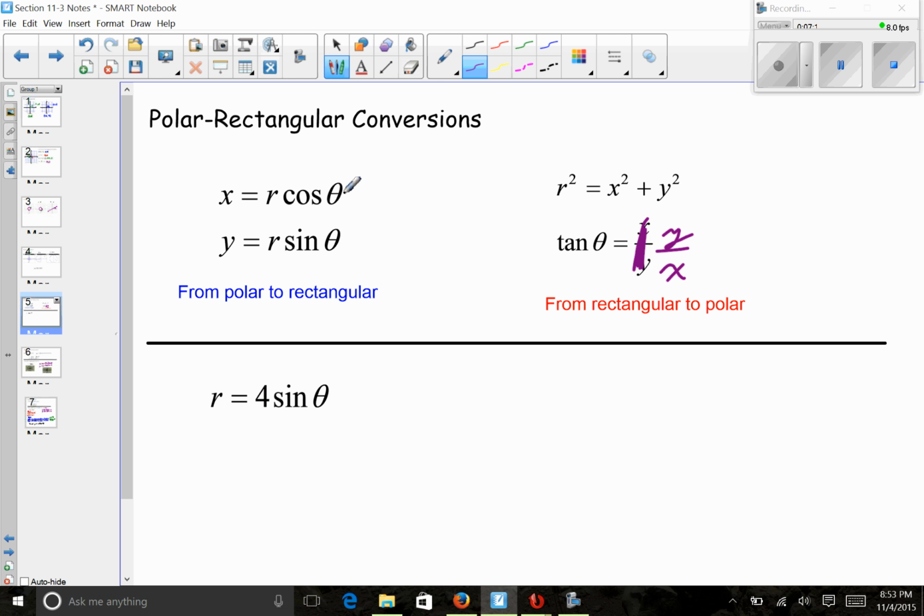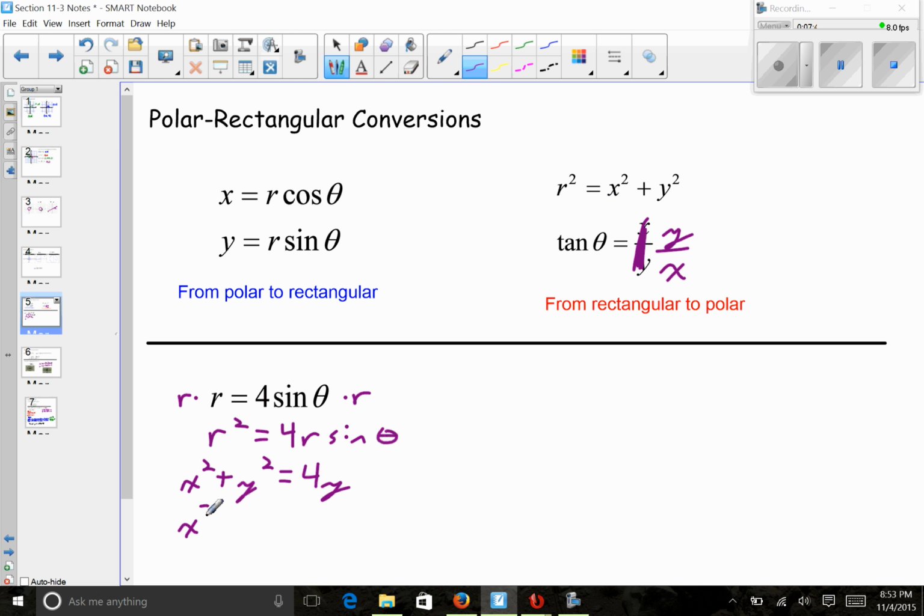If you're interested in a quick review of how this is done in terms of changing a polar function into a rectangular function, if I had r equals 4 sine theta, I could multiply each side by r, which would give me r squared equals 4r sine theta. Well, r squared equals x squared plus y squared. And r sine theta is y.